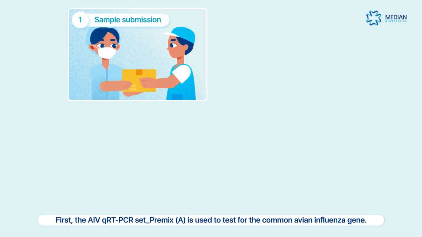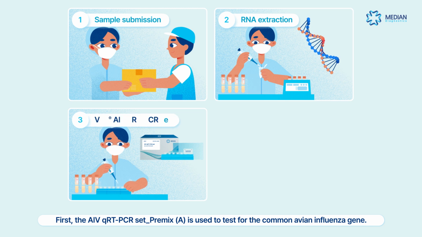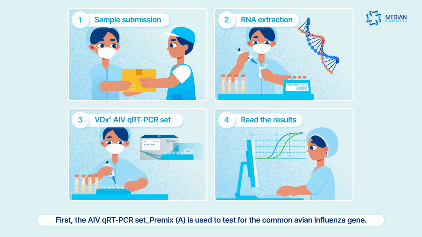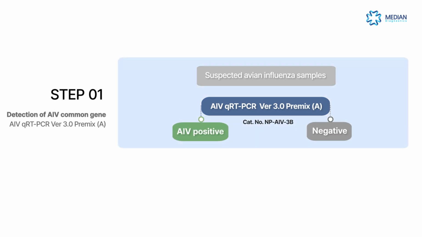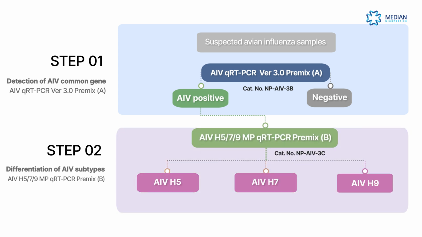First, the Avian Influenza Real-time PCR Premix A is used to detect the common avian influenza gene. Samples that test positive with Premix A are then analyzed with Premix B to simultaneously identify the three major avian influenza subtypes.